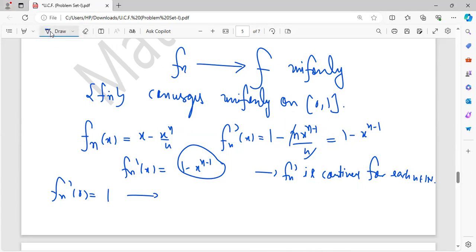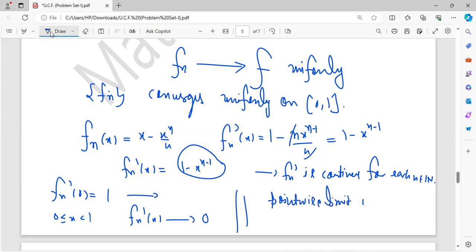And when you are taking x in this range, what will you get? You will get Fn at x that tends to 0. Let's say the pointwise limit. What is the pointwise limit of Fn dash? What is this? This is 1 if x is 0 and, x is 1.